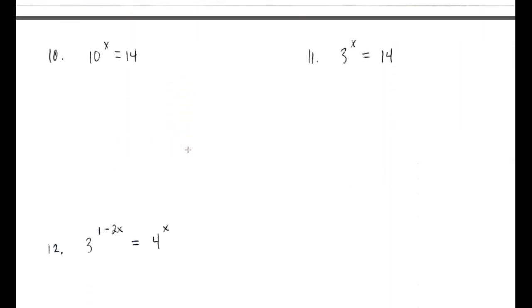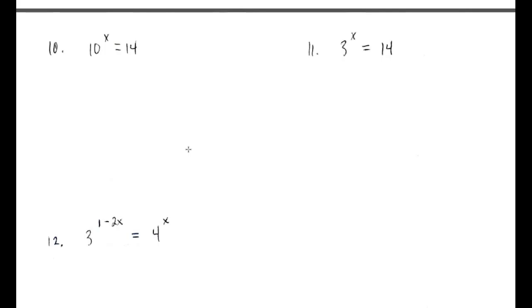For example, number 10, sort of the same thing. In this case, since we have a base of 10, the best thing to do, if we're going to take the log of both sides, is take log base 10, which is just log written by itself. Of course, in this case here, we see that log base 10 of x is just x. And the answer to this is just log base 10 of 14.